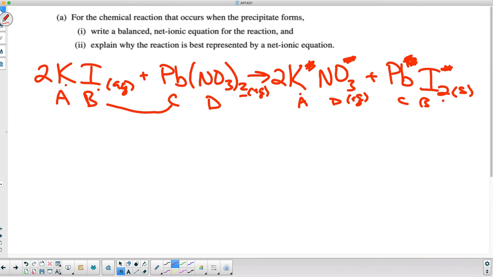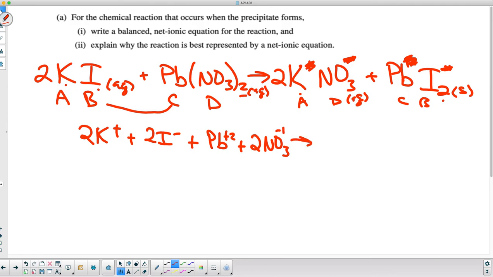Okay, I know this is dragging on a little bit. I'm going to pick it up. I go through and write 2 K with a plus, 2 I with a minus. All I'm doing now is writing out everything that's aqueous. I'm just doing all of the charges. So Pb with a plus 2, and then I have 2 NO3s with a minus 1. And then I go to the next side. 2 Ks with a plus, 2 NO3s with a minus 1, and then plus PbI2. Now this is not an AQ, so this stays exactly the same, like that, as the solid.